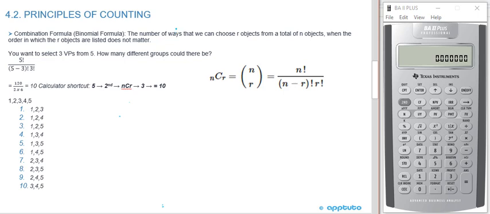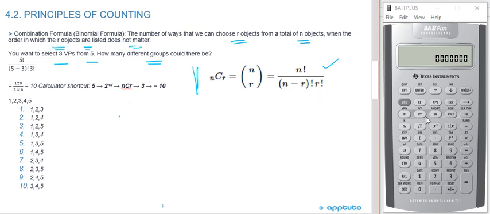The first calculation that we're going to do is with the combination formula. It's the number of ways that we can choose r objects from a total of n objects when the order in which the r objects are listed does not matter. So you need to select 3 VPs from 5. How many different groups could there be? It doesn't matter in which order they're listed, so we use nCr, and the formula is n factorial divided by (n minus r) factorial times r factorial.